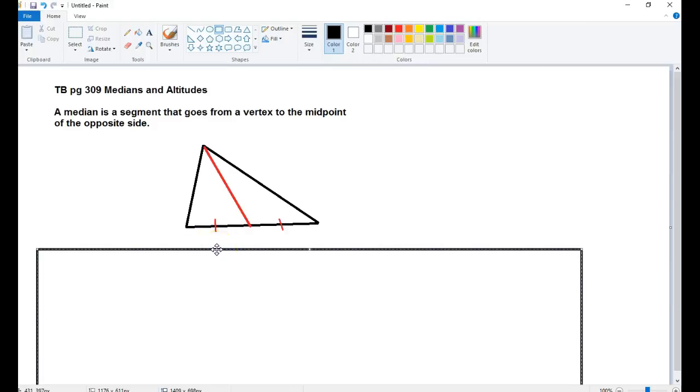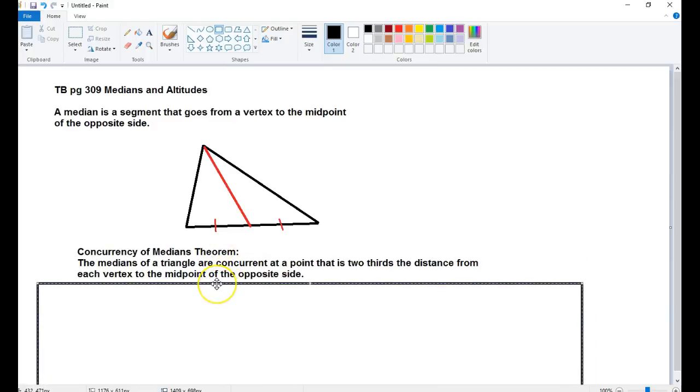Now, we have our theorem for the concurrency point of this. The medians of a triangle are concurrent at a point that is 2/3 the distance from each vertex to the midpoint of the opposite side. So if I drew out lines here and here, this point here is going to be my point of concurrency. That means that from here to my point of concurrency, this distance is 2/3 of the distance from here to the other side. That's what this theorem is saying.